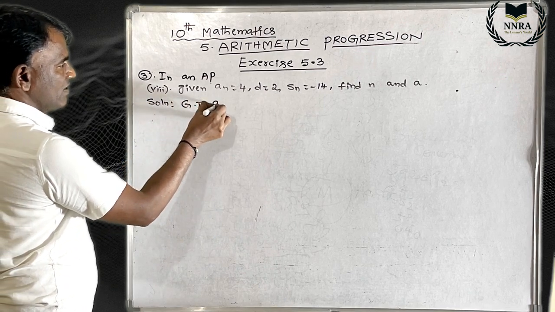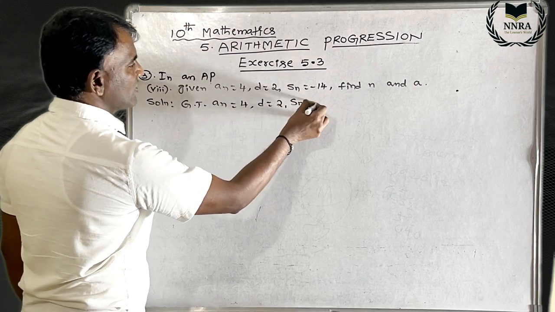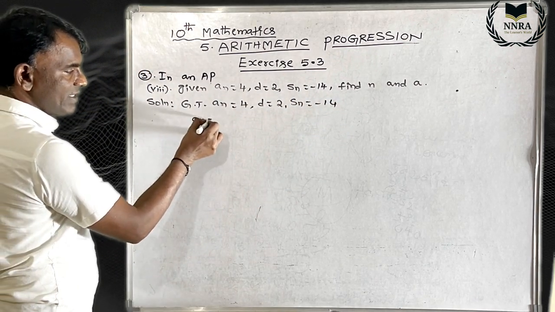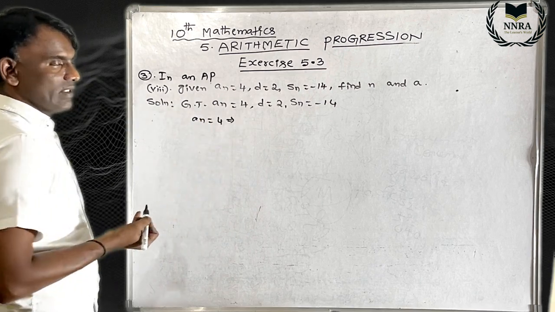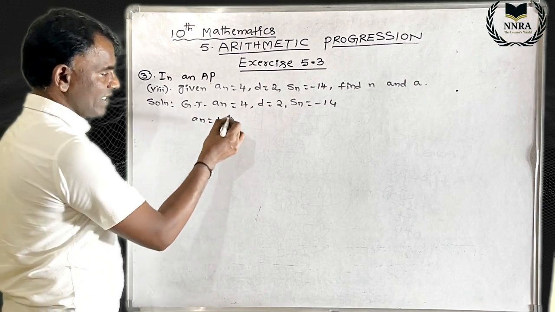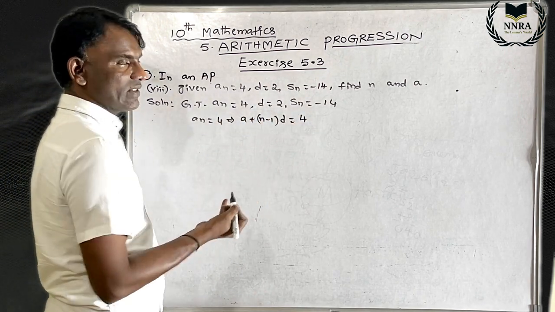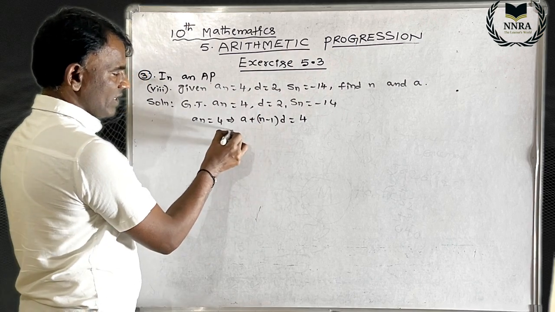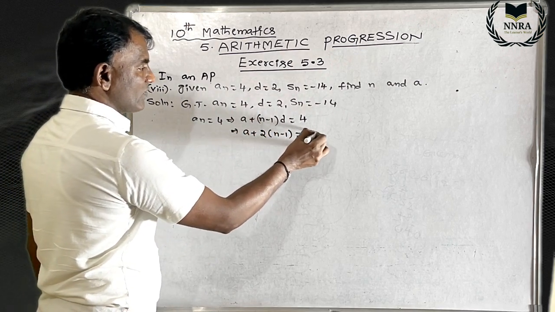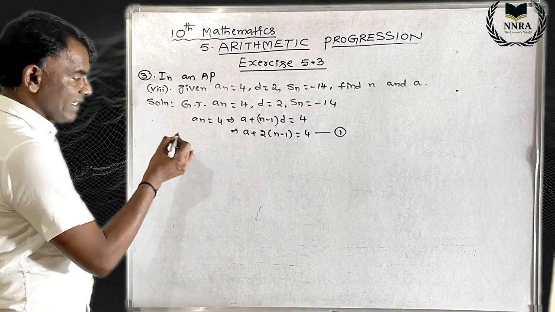Now this is the 8th sub question in third main. Given that an equal to 4, d equal to 2, Sn equal to minus 14. Just again I am taking the an value. Now what is the formula of an? a plus n minus 1 into d. So right here a plus n minus 1 into d is equal to 4. Now d equal to 2, just substitute that value. So that can be written as a plus 2 into n minus 1 equal to 4. Equation number 1.